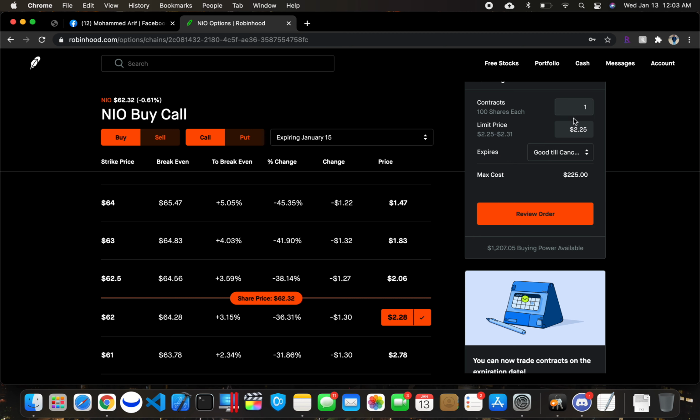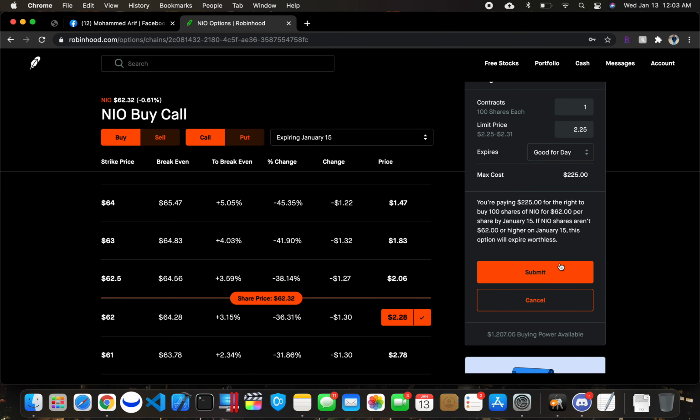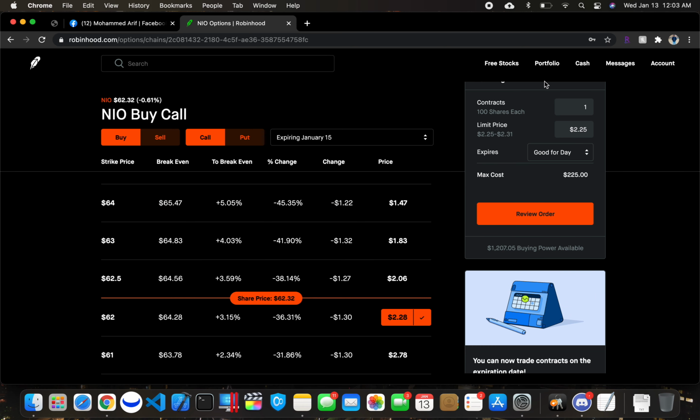So if someone is selling the NEO for $2.25 per share, you will be purchasing it until the 90 days have reached. So anytime within the 90 days, you will still be able to purchase your share. That being said, I always go for good for the day. I don't chase stocks. I normally just get at whatever price it's at, and I click review order, and I click submit, and it will be staying in the queue.